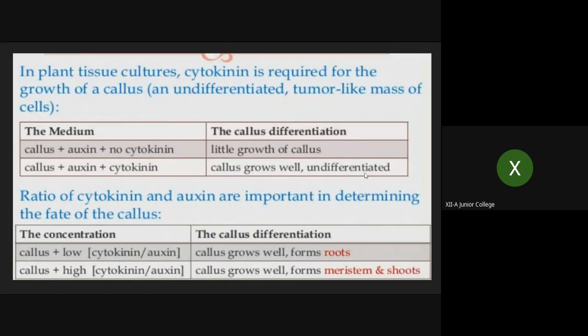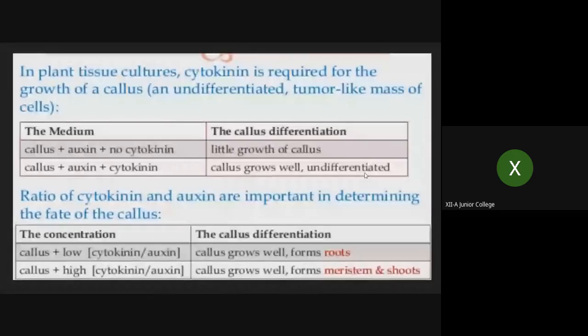Tissue culture is what? It's a technique of growing the entire plant body from a few cells or tissue. A tissue is a group of cells with a common origin and similar function. This is done using artificial nutrient medium under aseptic conditions, with controlled conditions of temperature, light, pH, etc. All these conditions are maintained.